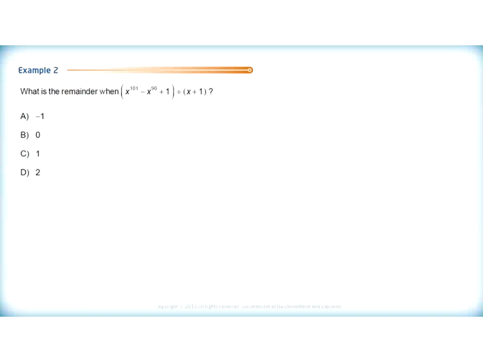In the next example, we are asked, what is the remainder? Notice the polynomial is x to the power of 101 minus x to the power of 90 plus 1 divided by x plus 1. In this case, it would not be appropriate to use synthetic division because you would have to list out 101 terms in the first row of synthetic division, which is not a practical thing to do.